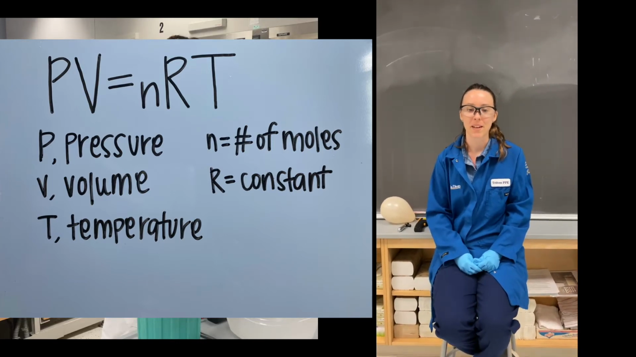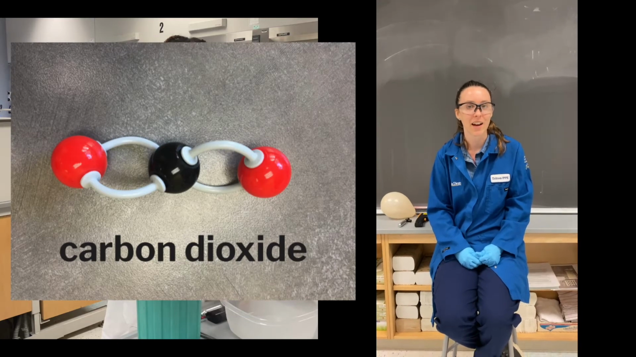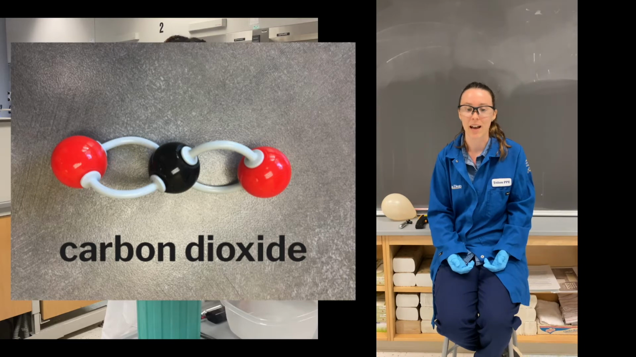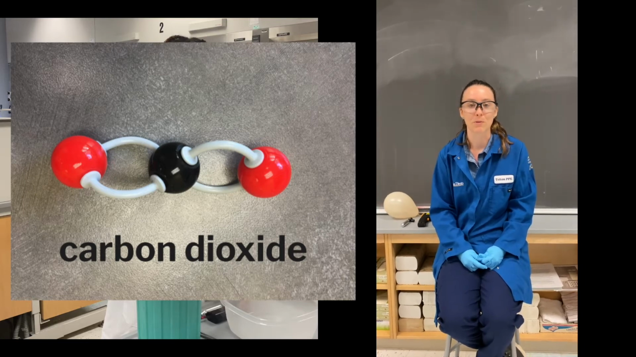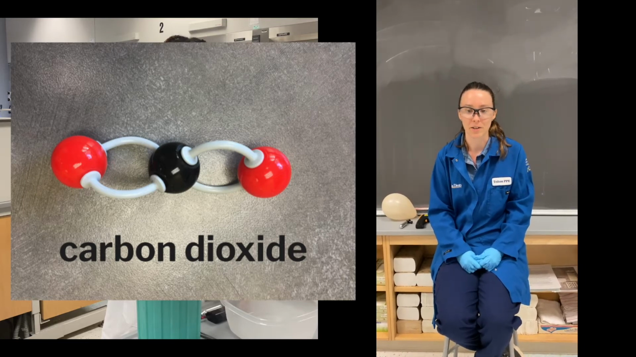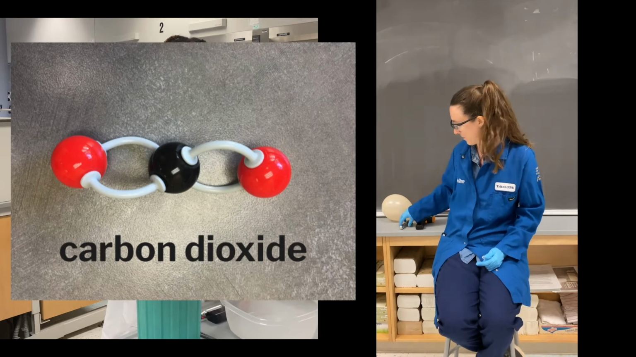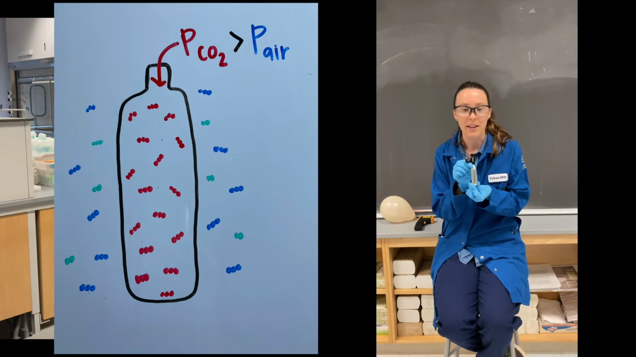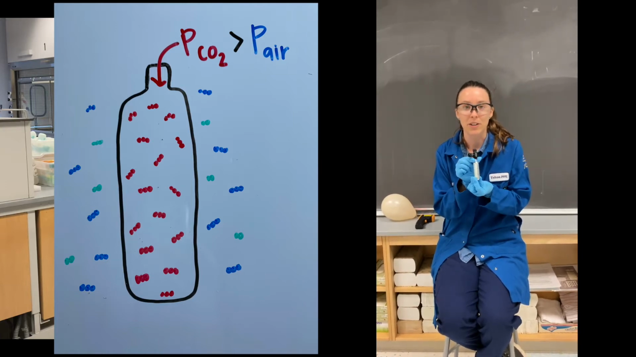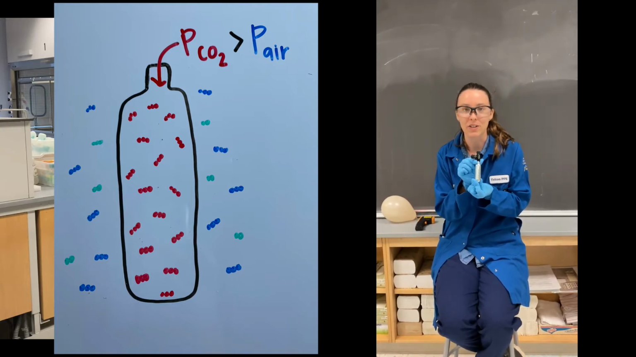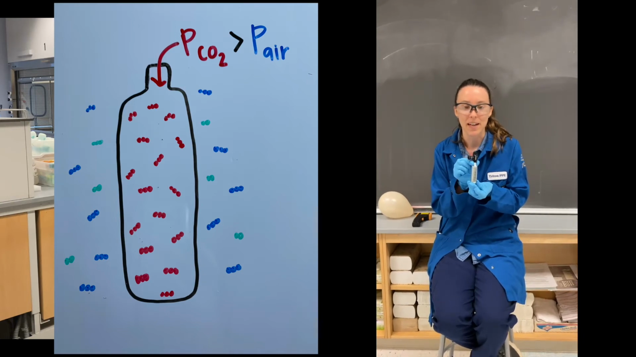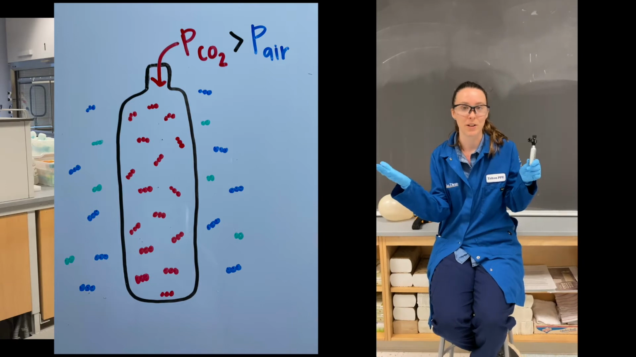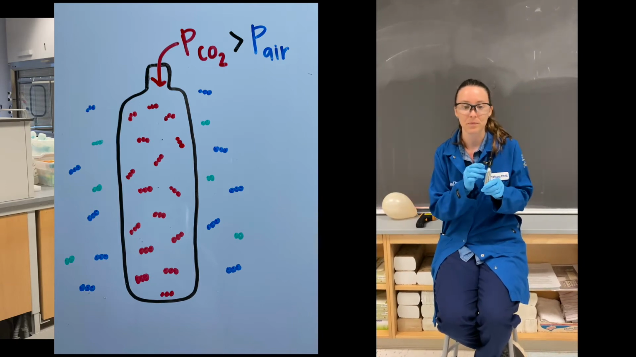So let's see, is carbon dioxide an ideal gas? For those of you who don't know, carbon dioxide is a greenhouse gas. This molecule is composed of 1 carbon and 2 oxygen atoms. This canister is filled with CO2. Those molecules are packed in there, so the pressure is high. They're all bumping against each other and against the container. So the pressure inside this canister is much higher than the pressure of the air in this room.